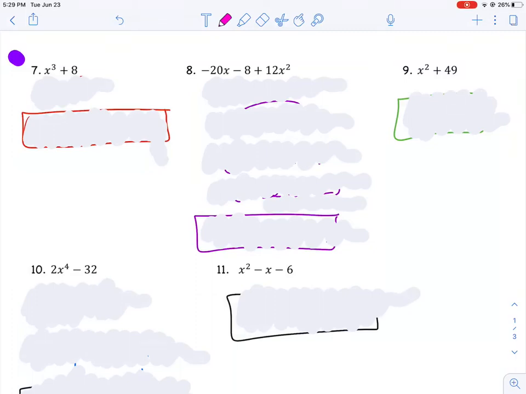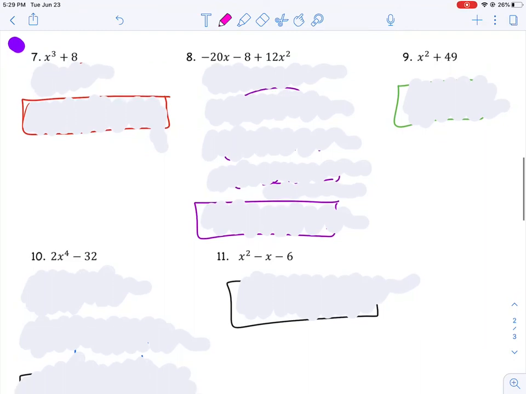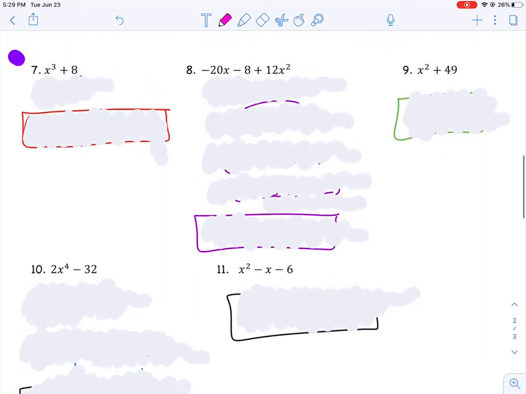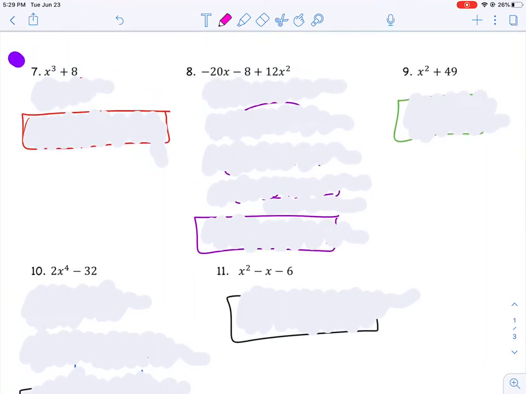All right, we're in section 5.6 on factoring practice. Did you have a chance to do 7 through 11? Hopefully you worked on those few problems and you can check your answers with mine now so that you have a good foundation on factoring before I move on to the next few sections in chapter 5. All right, let's look at number 7.